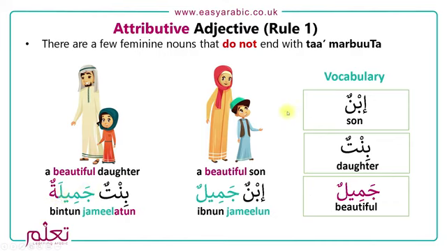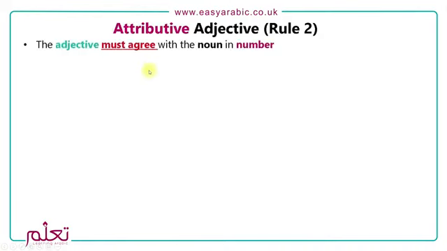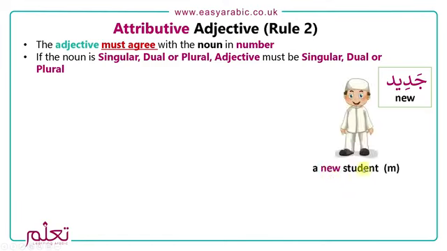So that was rule number 1. What we're going to do now is go through rules 2, 3 and 4 in this lesson. Okay, so rule number 2. Rule number 2 is that the adjective must agree with the noun in number. So if the noun is singular, dual or plural, the adjective must also be the same. Here we've got jadidun, which is new. When we say a new student, a male, we said student was talib, so talibun jadidun.